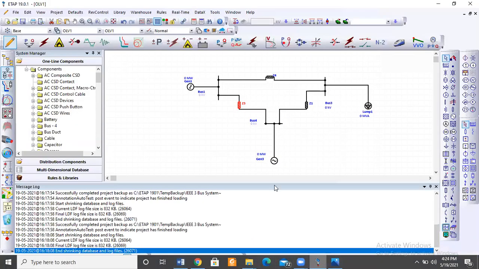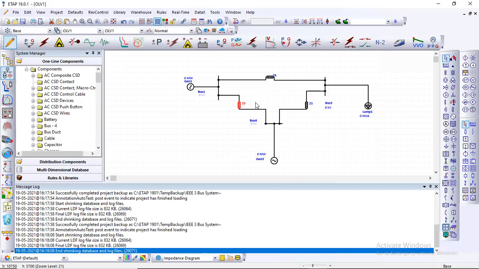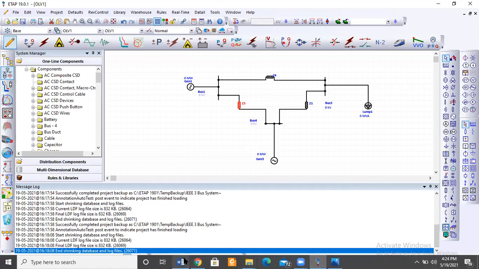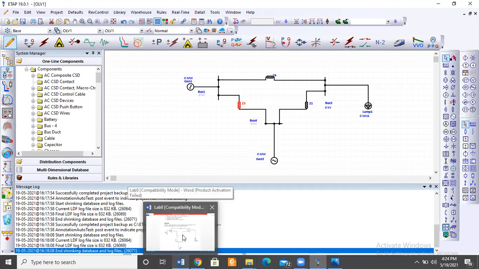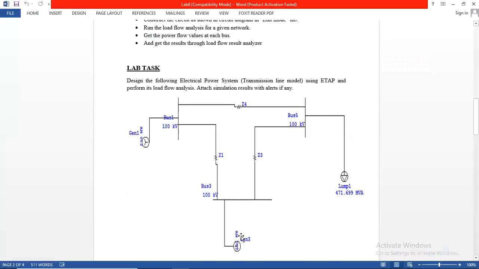So I designed the particular three bus system of IEEE. Moving towards renaming and providing the data, particularly the generator 250 and 250 megawatt, 250 megawatt.